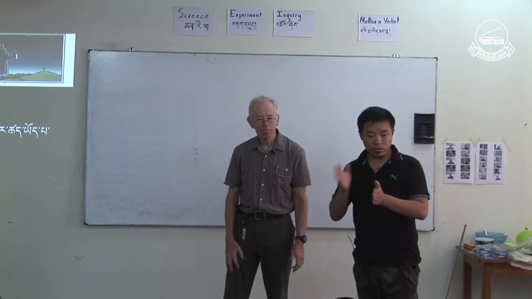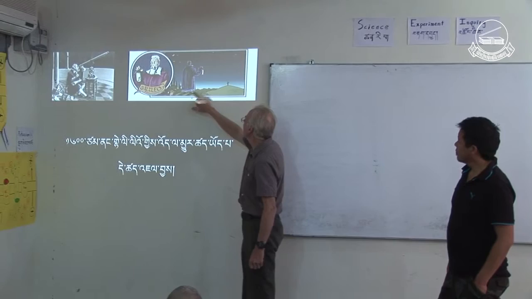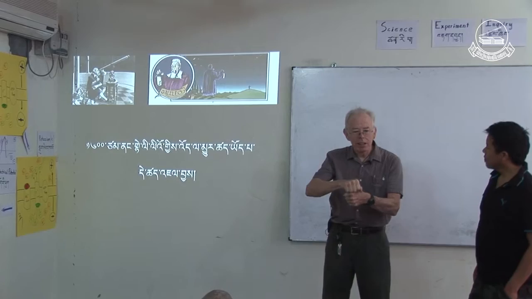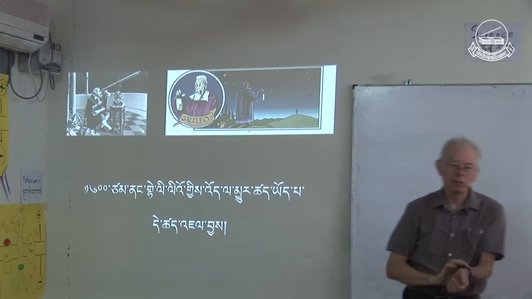He put a man with a lantern on one hill and a man with a lantern on the other hill, and he had the man with the lantern open it up. When this man saw it, he flashed his, and then Galileo timed how long, actually with his pulse, because clocks hadn't been invented.